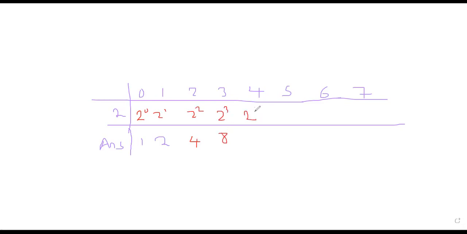2 to the power 4 is what? 16. 2 to the power 5 is what? Let's multiply 16 times 2, 32. 2 to the power 6, let's multiply 32 times 2, which is 64. 2 to the power 7, let's multiply 64 times 2, which is what? 128.